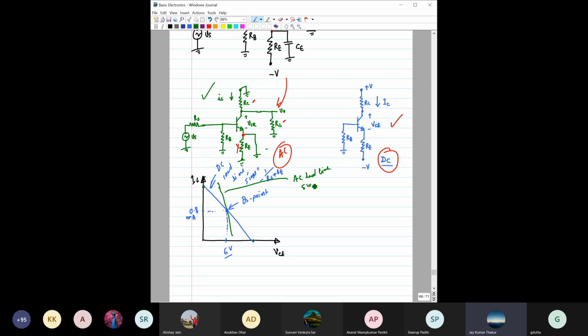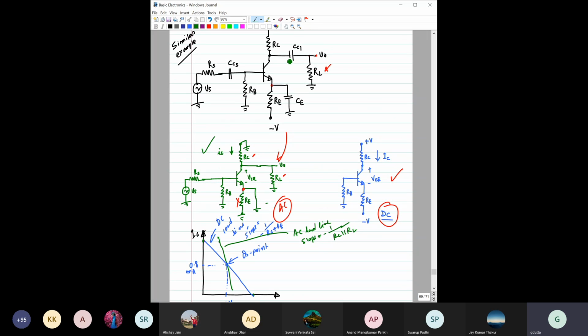Sir, minus 1 upon RC parallel RL plus RE. Will RE be there? No, sir. RE is grounded, right? Grounded means RE is shorted here, so RE is basically not there. So the slope is basically RC parallel RL. Here it was minus 1 by RC plus RE. So again you can see a difference in the slope, right? So again the swing would be different for this case.